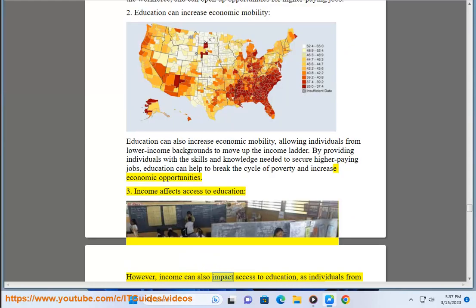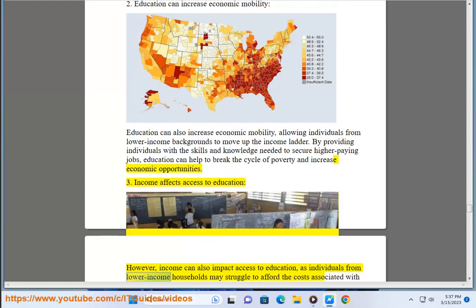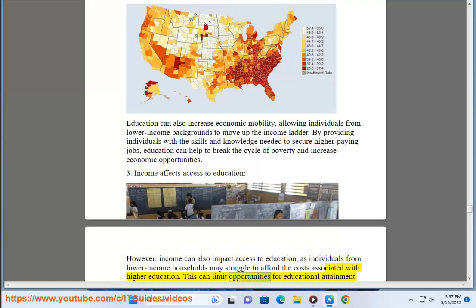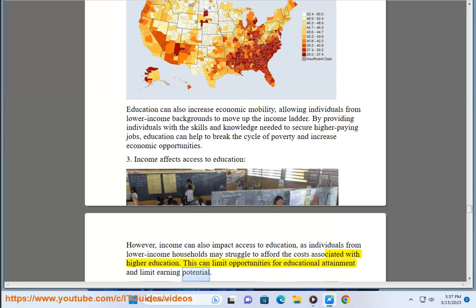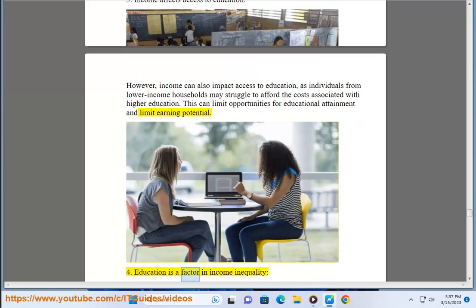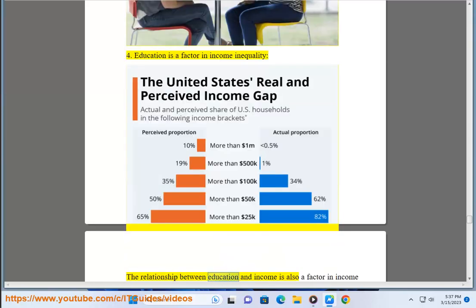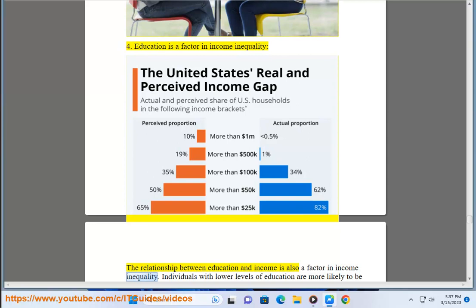However, income can also impact access to education, as individuals from lower income households may struggle to afford the costs associated with higher education. This can limit opportunities for educational attainment and limit earning potential. 4. Education is a factor in income inequality. The relationship between education and income is also a factor in income inequality.